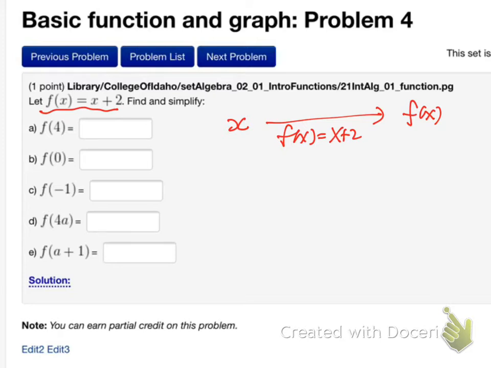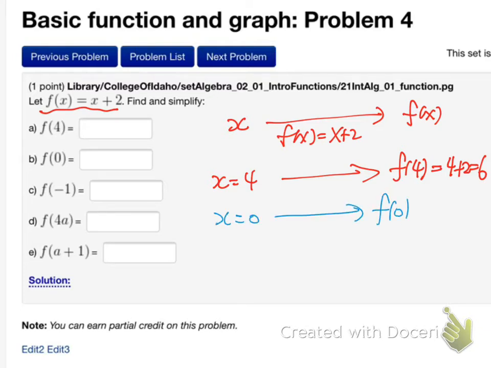Okay, so now let's look at these questions. If x is 4, then what do we get? f of 4 is 4 plus 2, which is 6. So just change x to the given number 4. If x is 0, then f of 0 is 0 plus 2, which is 2.